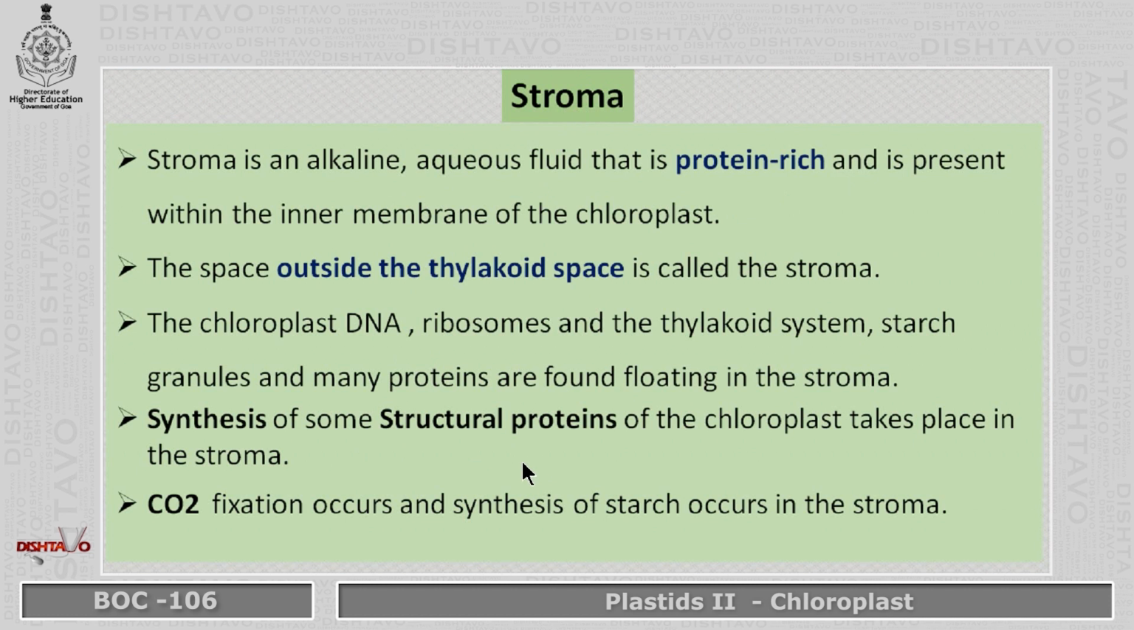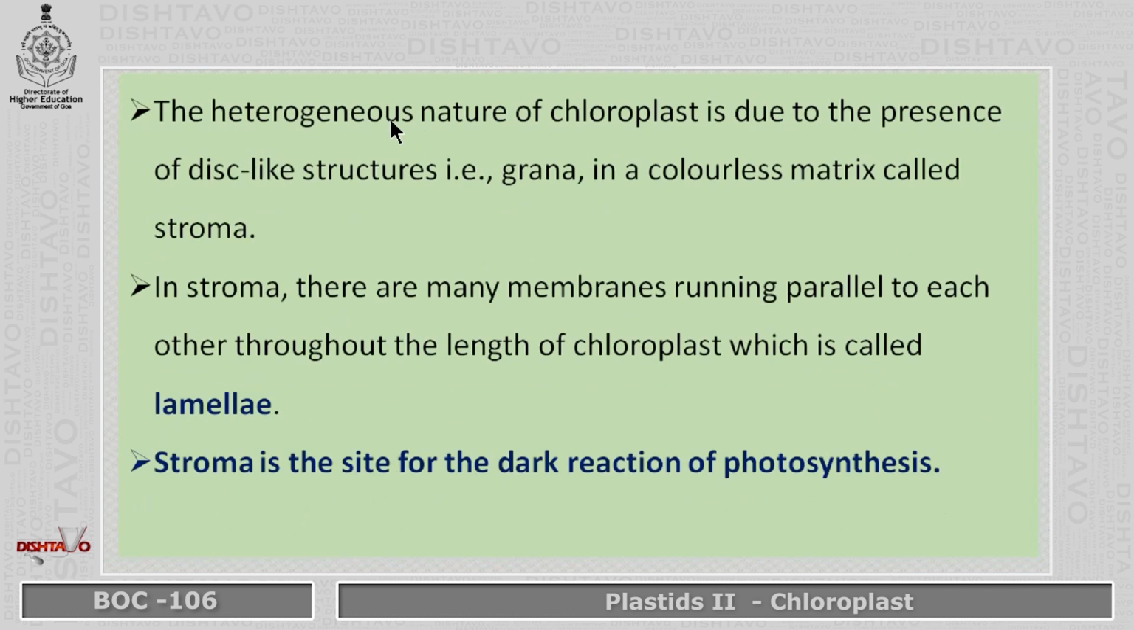Starch granules may be seen, and some proteins may be found in the stroma. And we see synthesis of some structural proteins take place in the stroma. Carbon dioxide fixation also takes place in the stroma. Now, it is a heterogeneous fluid, in which disc-like structures are embedded, which we call the grana. The colorless matrix, the stroma, has the grana inside it. In the stroma, there are many membranes running parallel, which we call lamella.